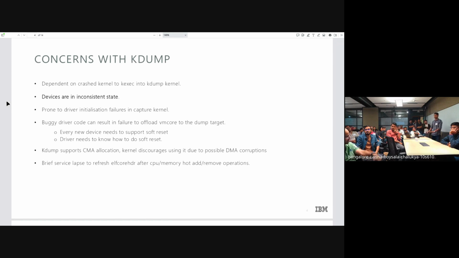Yes, without CMA. When you don't use CMA, correct. Yes, correct. We don't use CMA because there is a chance that... So okay, let me come back to this again. It will make sense.